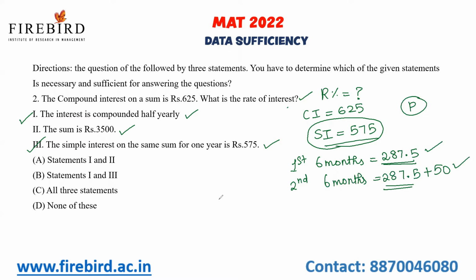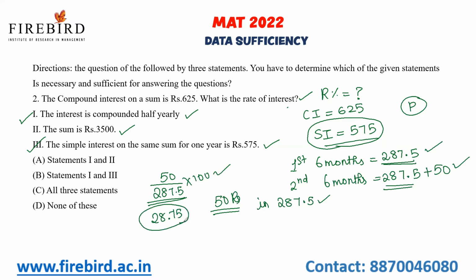If I find out what is the percentage of 50 rupees to 287.5, you can easily find out the rate of interest. So 50 divided by 287.5 into 100, you definitely can get the answer. See, here I can do some approximation. I know that 10% of 287.5 is 28.75, right? If 10% is 28.75, 20% will be what? Double the value, which will be greater than this 50, right? And another 5% is what? 14.25. So 28.75 plus 14.25 will get 43. So more than 15%.